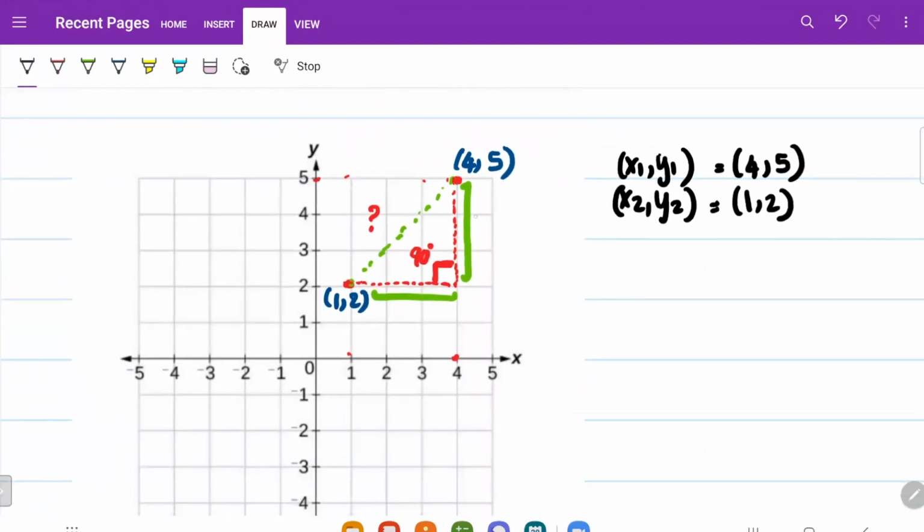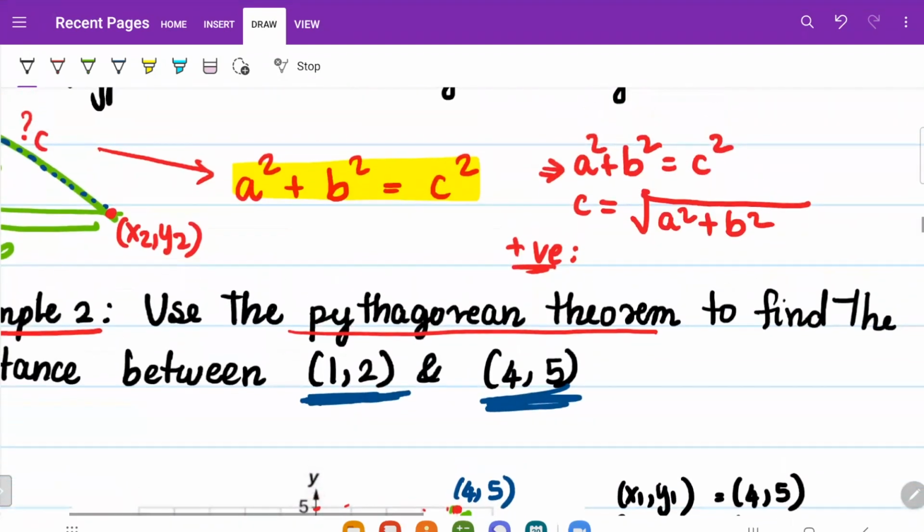This distance here is 1, 2, and 3. So it's 3 units here. So let us call this side A, which is 3. And this side here, which is B, we can see here, we have 1, 2, 3. 3 units here. So we have A equals 3 and B equals 3. And we want to know what is C.